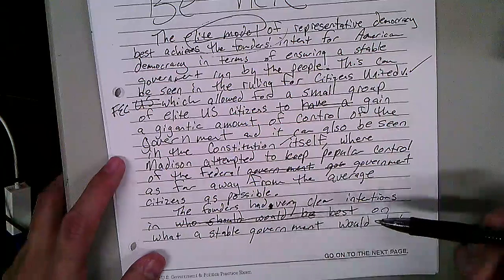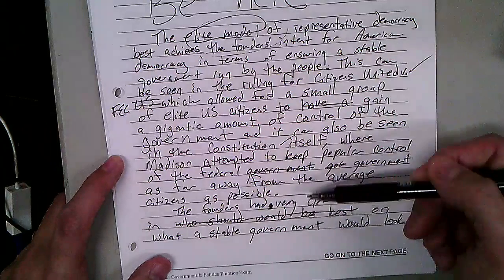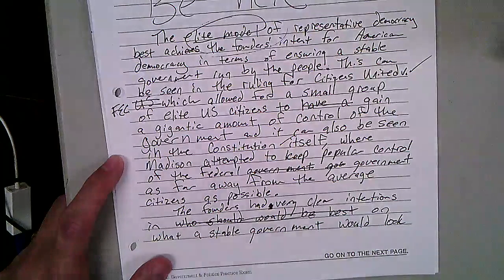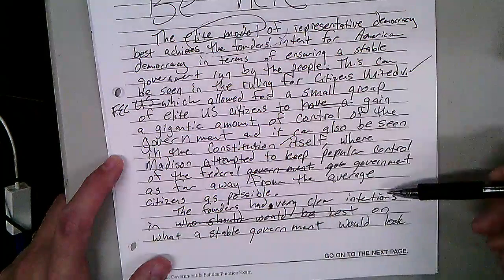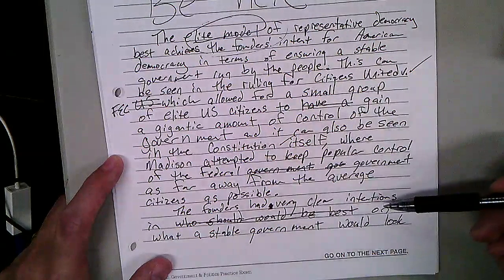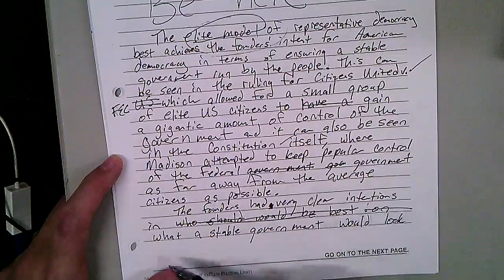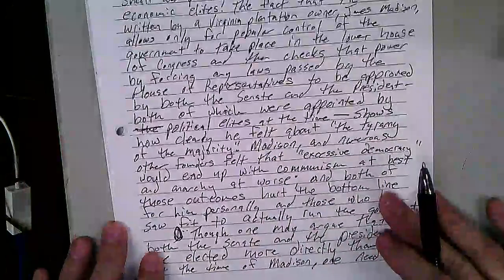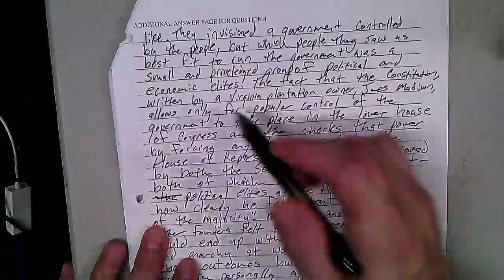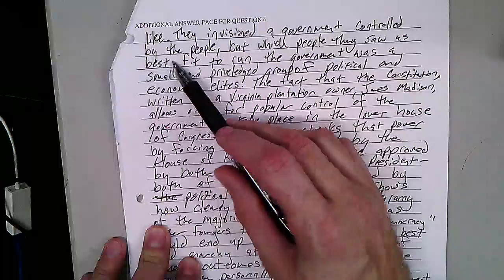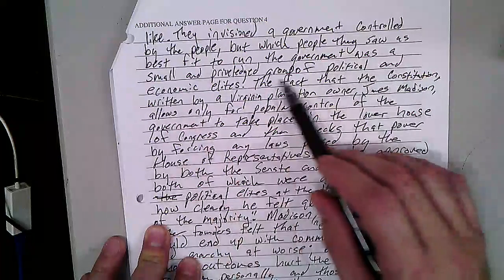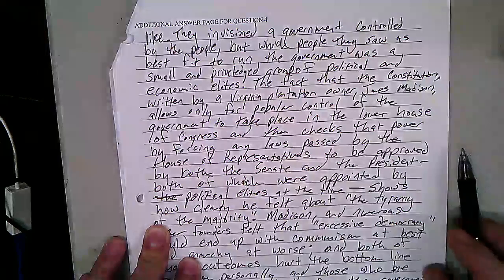I have the founders had very clear intentions. So this is me talking about the Constitution, by the way. Founders had very clear intentions on what a stable government would look like. They envisioned a government controlled by the people, but which people they saw as best fit to run the government was a small and privileged group of political and economic elites.